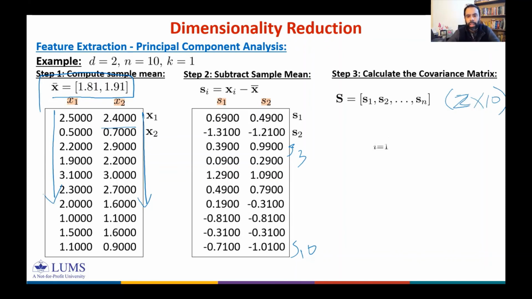And we define the covariance matrix as S times S transpose, times 1 over n. What's the size of the covariance matrix? 2 cross 2, right? 2 times 10 multiplied by 10 times 2, you get a 2 cross 2 matrix. Okay. So for this data set, if I compute the covariance matrix, I get this.